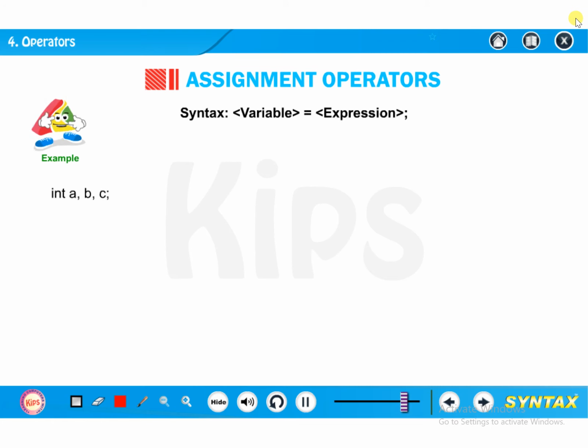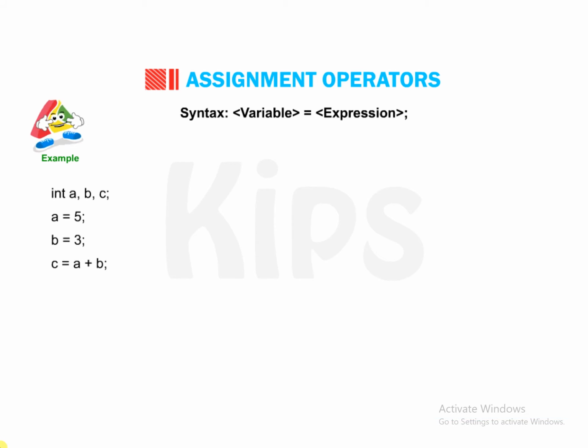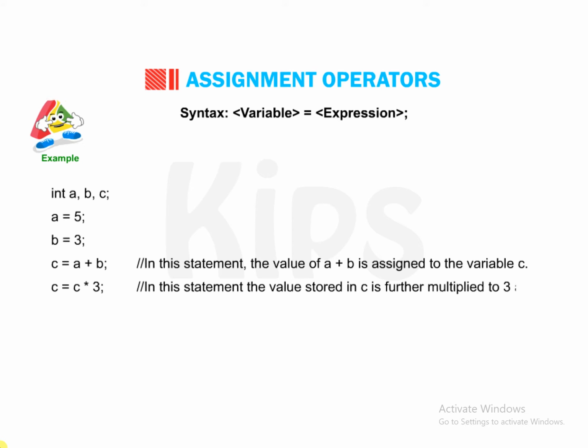Example. int a, b, c; a = 5; b = 3; c = a + b; In this statement, the value of a + b is assigned to the variable c. c = c * 3; In this statement, the value stored in c is further multiplied by 3 and assigned to c.